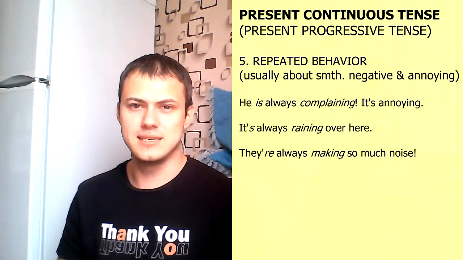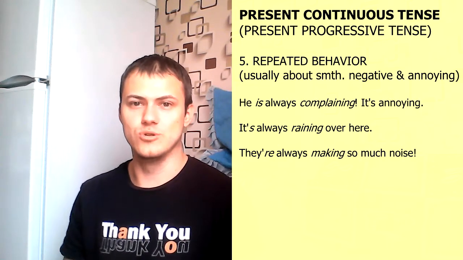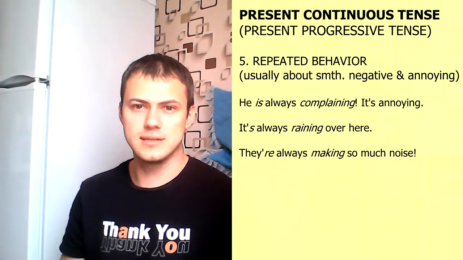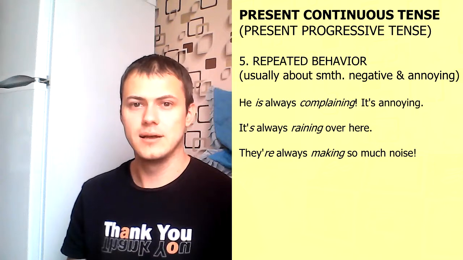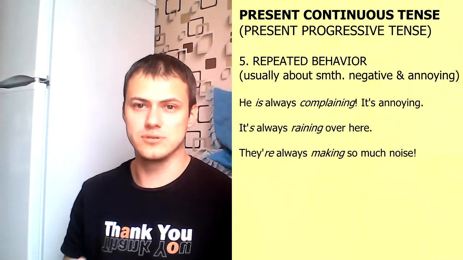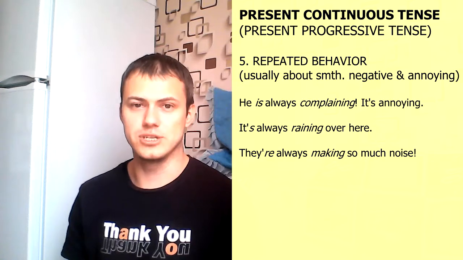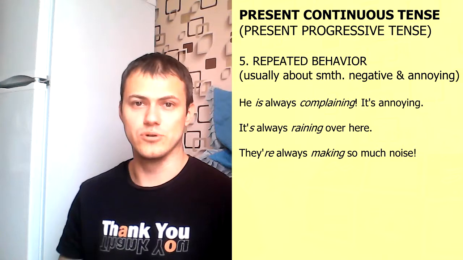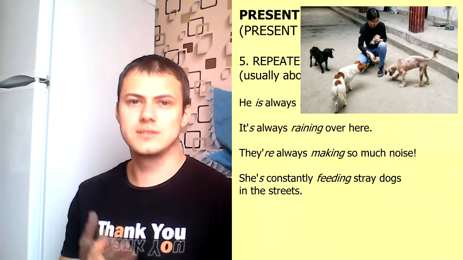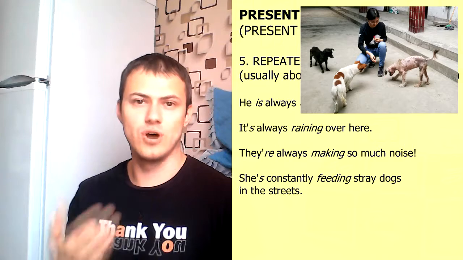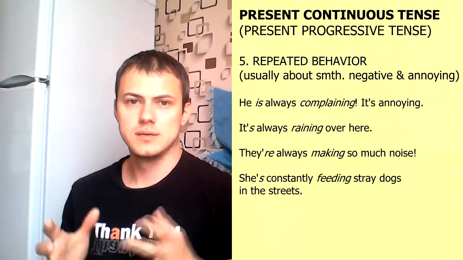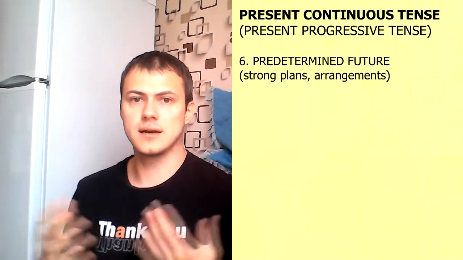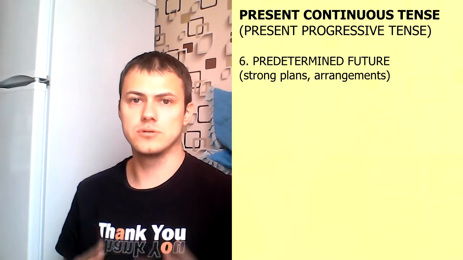As you can see, we usually use words like always, constantly, and something like that when we use the present continuous tense in these situations. But sometimes it may be about a positive behavior too. For example, she's constantly feeding stray dogs in the streets. So all the previous examples refer to actions that are happening now or around now.